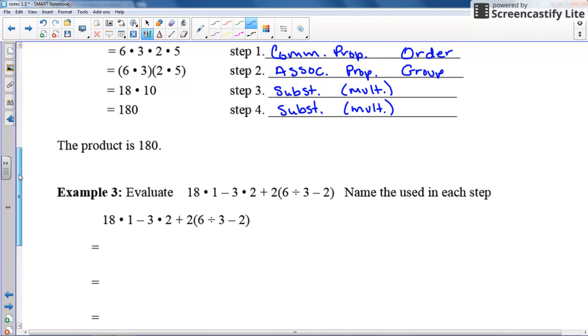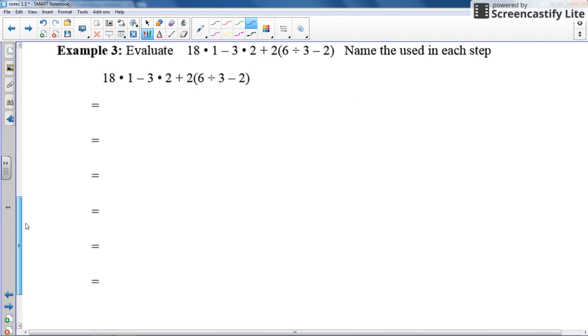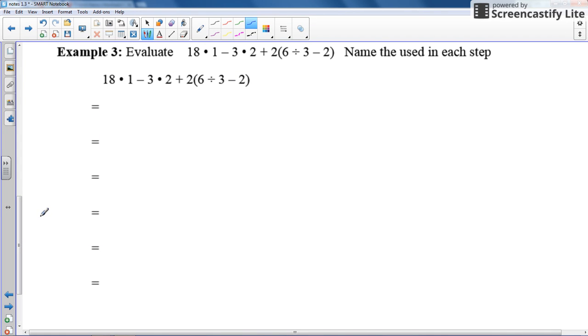Okay, now here's our last one, and if you want to pause the video and try this on your own first, great. Unpause it when you're ready to check it. If you're still not sure what's going on, stick with me and we'll just do it together. So the first thing is, here's our big, long, ugly, scary problem. But again, if we break it down step by step, it's not so bad.